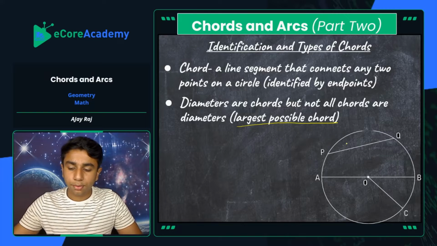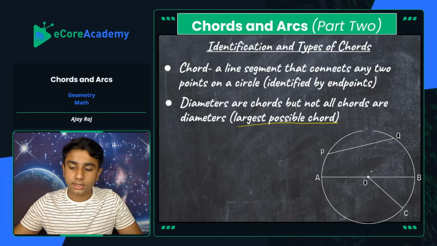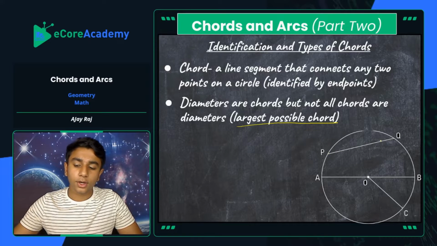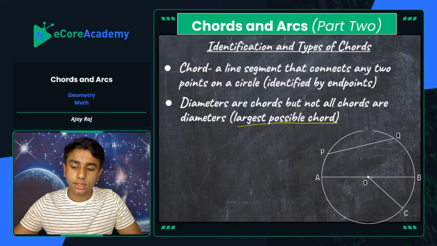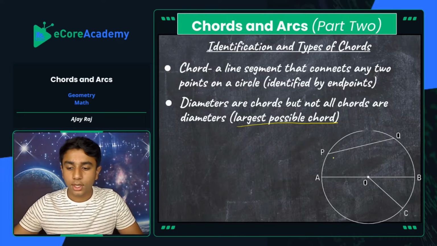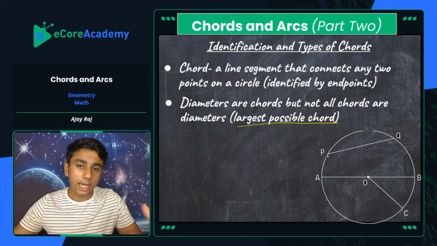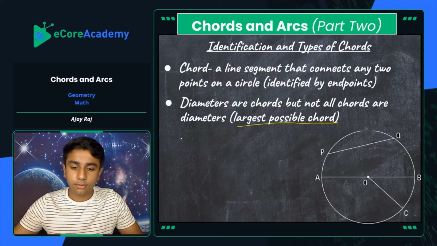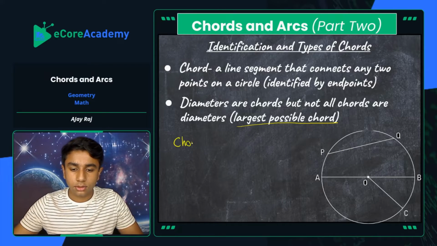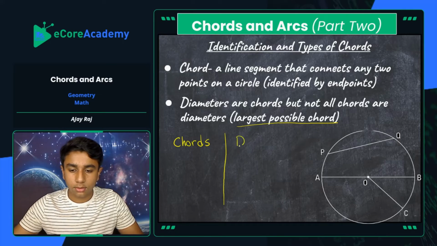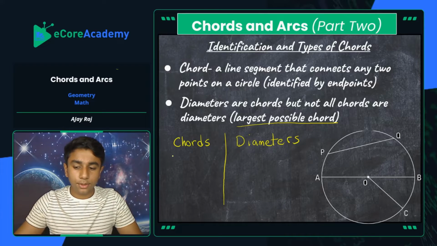So I'll do a little practice here with you. If we look at line segment PQ intersecting this circle O, we're going to try and identify all of these line segments as either diameters or chords, or both. A diameter is automatically a chord, so we'll just make two columns here: chords and diameters. Notice a diameter is automatically a chord. We're just looking for chords that are not diameters here.